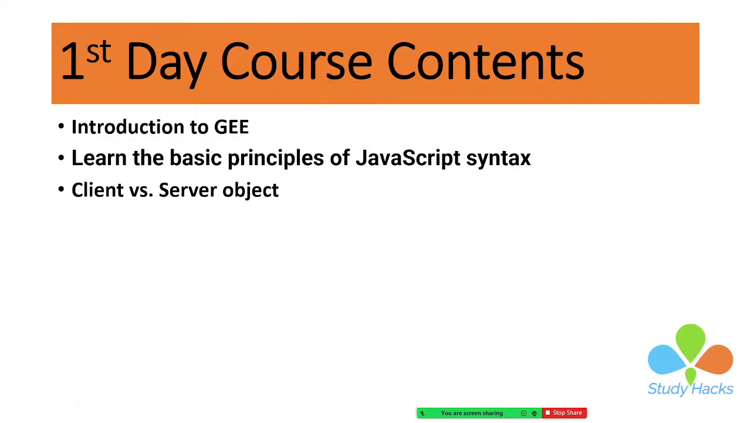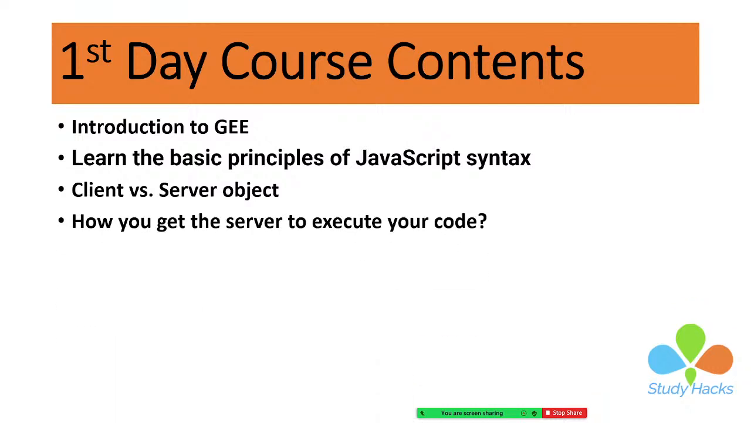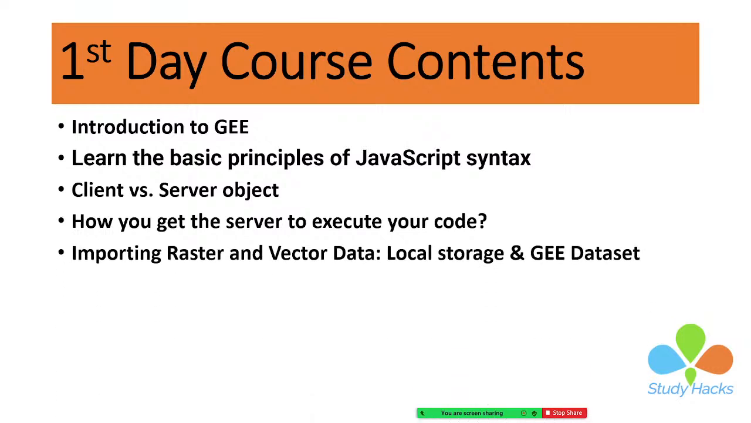Then I also try to discuss the client and server object, and Google Earth Engine is a cloud-based or server-based platform. Okay, so that's why we also need to know the clear definition of client and server object, so then we can easily understand. Then how you can get the server. Actually Google Earth Engine is a server, so when you want to run the code from the Google Earth Engine server, you need to get the server to execute your code. I also discuss the details in here. Then how you can easily import the raster and vector data from the local storage or Google Earth Engine dataset.